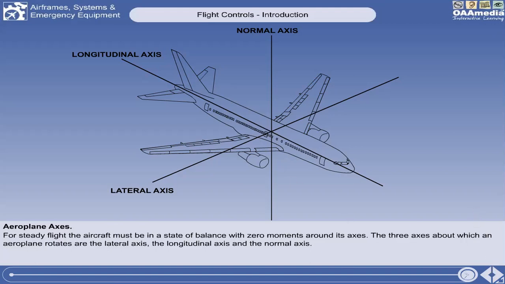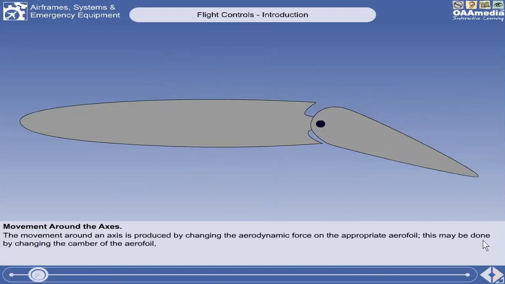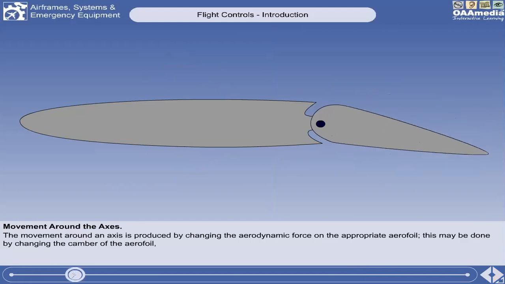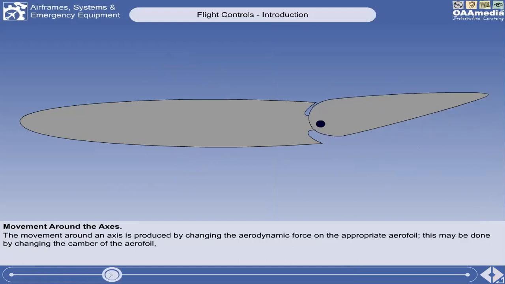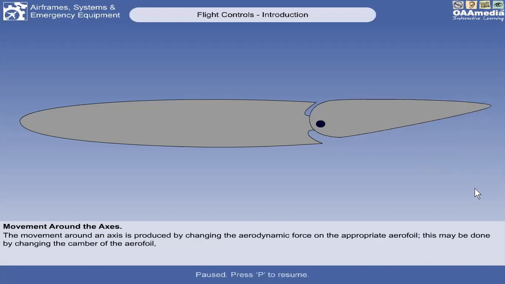So that is the center of gravity. The movement around an axis is produced by changing the aerodynamic force on the appropriate aerofoil, wing, tail, or fin. And this may be done by changing the camber of the aerofoil. Regarding the movement of the aircraft around its axis, it is done by changing the aerodynamic force of the wing, no? Or when we say appropriate airfoil.